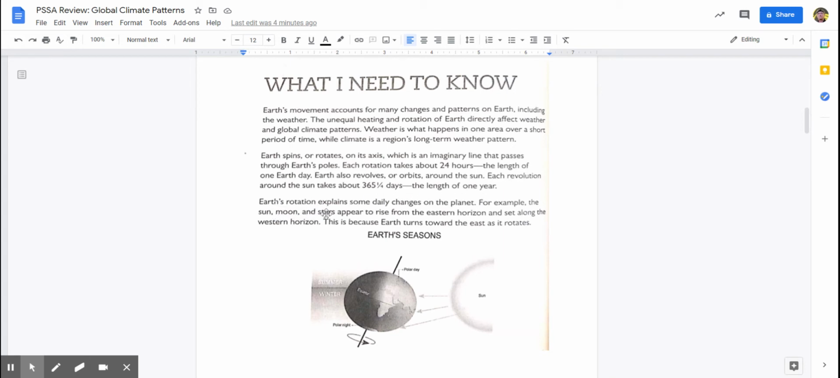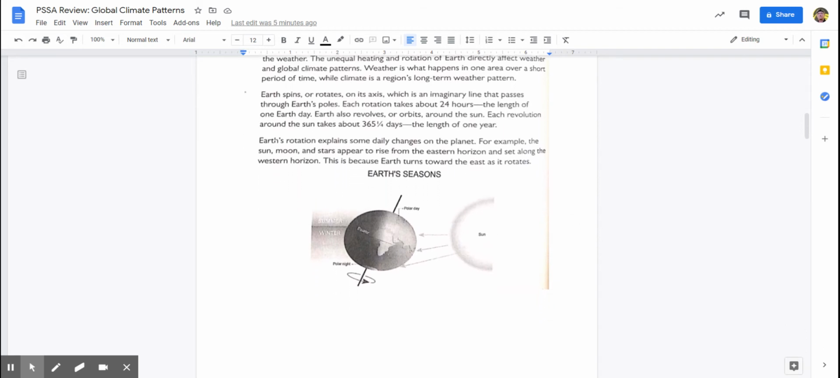Earth's rotation explains some daily changes on the planet. For example, the sun, moon, and stars appear to rise from the eastern horizon and set along the western horizon. This is because Earth turns toward the east as it rotates. You can see this in the picture here. Faintly, you can see the word summer for the northern hemisphere, and winter for the southern hemisphere.